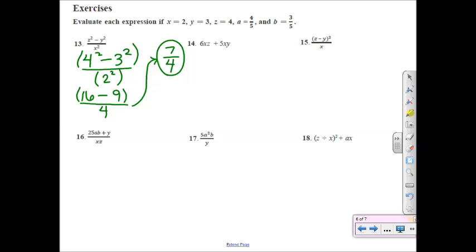Number 14, I have 6 times x times z plus 5 times x times y. So 6 times x is 2 times z is 4 plus 5 times x is 2 times y is 3. So I don't have parentheses, I don't have exponents, I do have multiplication, and I just work from left to right. First one I run into is 6 times 2 is 12.